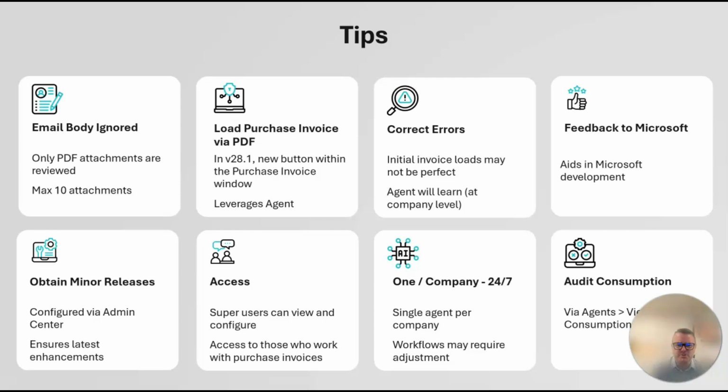Next, make sure you obtain all the minor releases from Microsoft. Again, this is configured in your admin center. That's from the gear icon in the top menu pane within Business Central. You can schedule to receive only major updates or major and minor updates. I often recommend that customers make sure they're getting the minor updates because Microsoft is constantly updating these agents. So if you're waiting for major releases, that could be 6 months down the road and you're not getting the latest functionality from Microsoft in these agents. So I definitely recommend ensuring you're getting minor releases. If you need help with that, our support team is happy to assist.